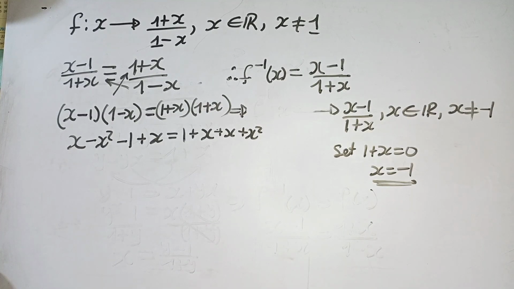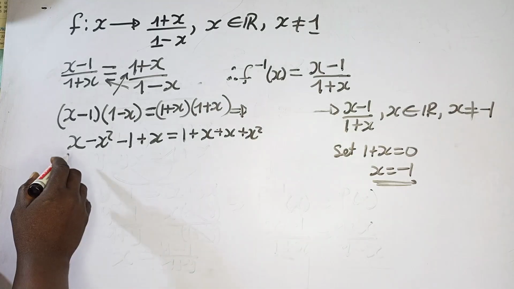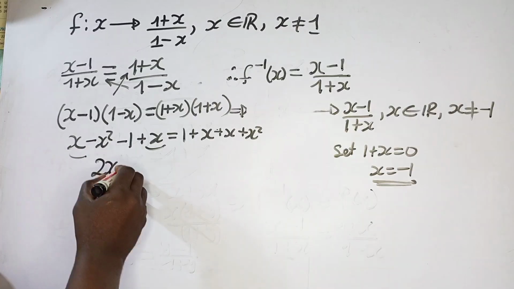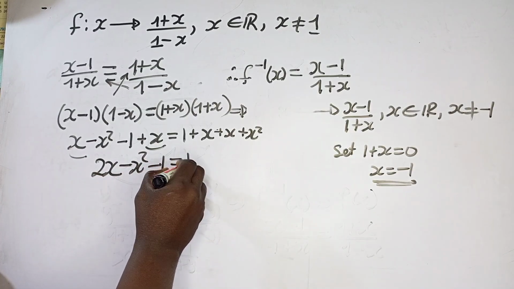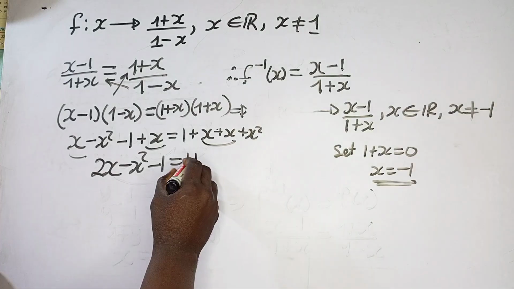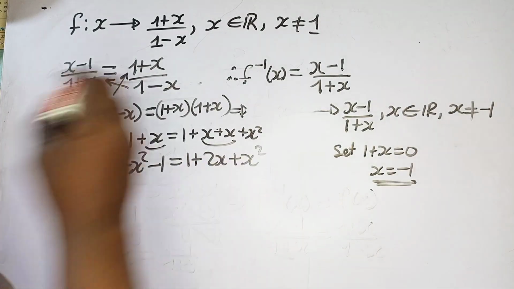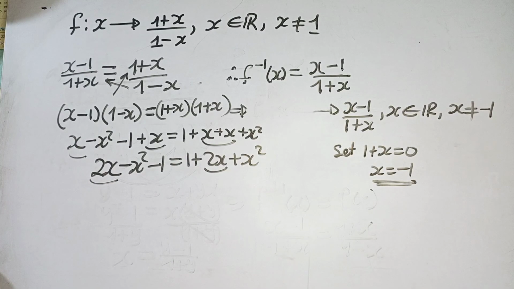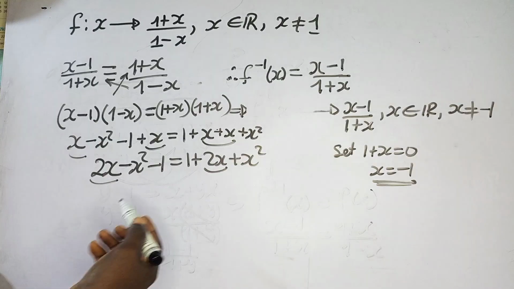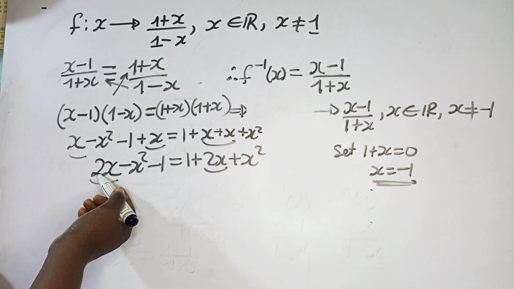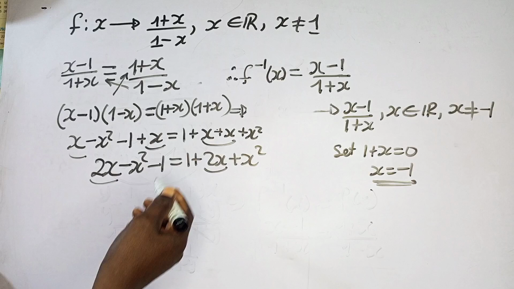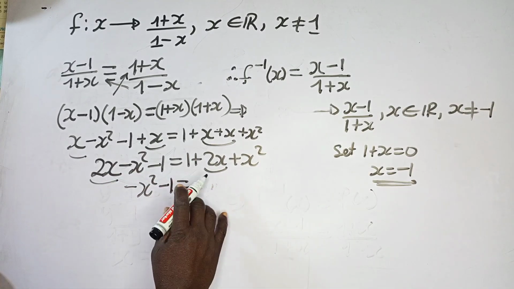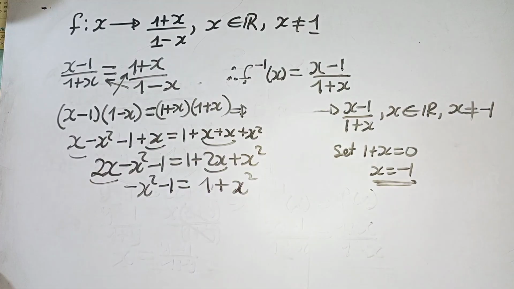Now let's bring like terms together and simplify our work. So we have here x plus x. That gives us 2x, minus x squared minus 1 is equal to 1. We have x plus x again there. That gives us 2x. You see that if we subtract 2x from both sides, they will just go away. If we take this one this way, it will become 2x minus 2x. If we take this one this way, it will become 2x minus 2x. So they just go away naturally. We are left with negative x squared minus 1 is equal to 1 plus x squared.